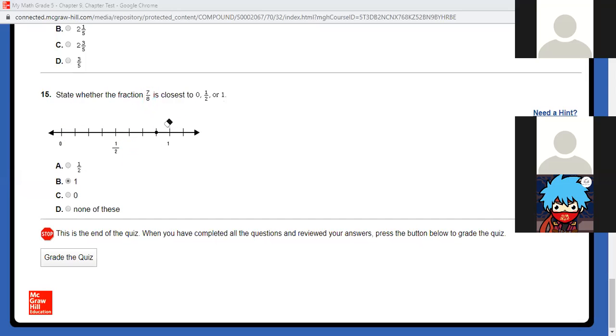Again, this line chart is right here. Boom, right there to 1. That's what is easy about this one.